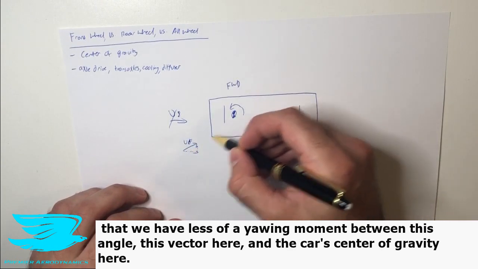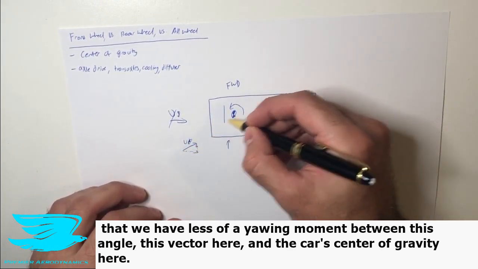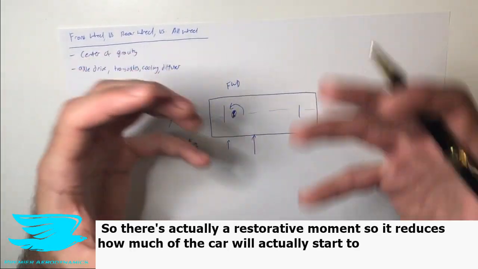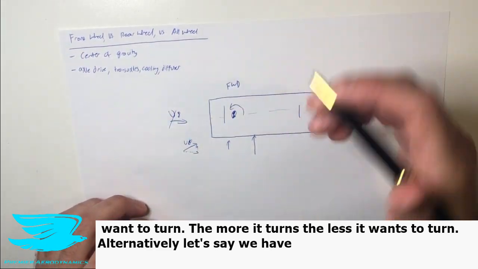And that means that we have less of a yawing moment between this angle, this vector here, and the car's center here. So this is actually a restorative moment. So it reduces how much the car will actually start to want to turn. The more it turns, the less it wants to turn.